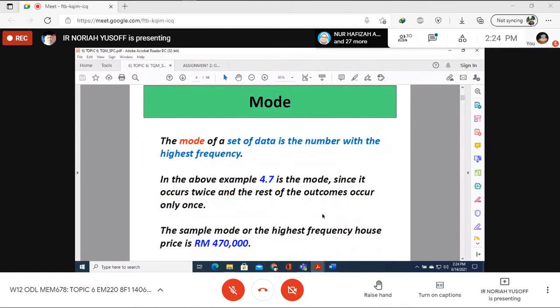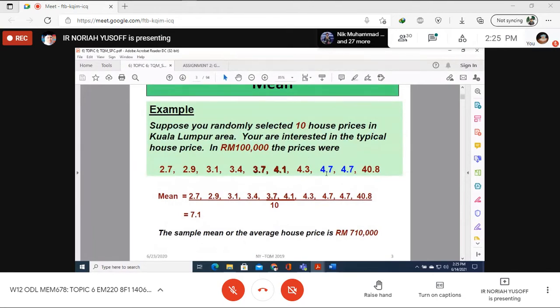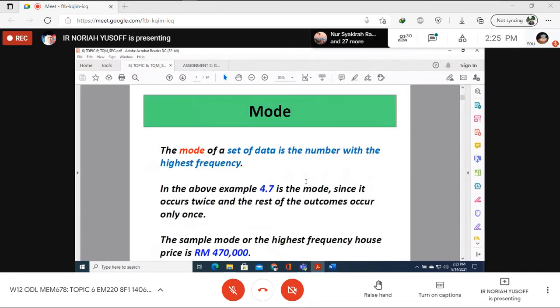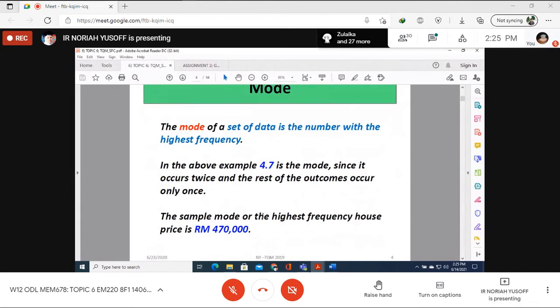So the mode of the data is the number with the highest frequency. So in this example, the mode will be 4.7 because it occurs twice in the sample, whereas the rest of the numbers or values here only occur once. So the mode will be the value with the highest frequency. Okay, it means it occurs more than once, the highest number of occurrences. So in the above example, 4.7 is the mode since it occurs twice and the rest of the outcomes occur only once. So the sample mode in this example will be 470,000.